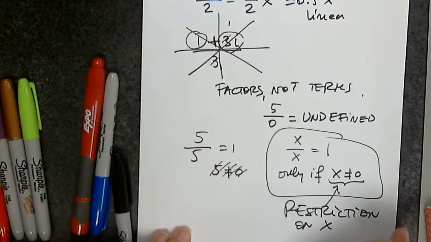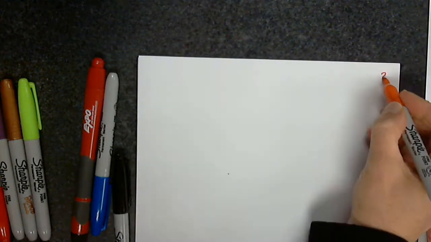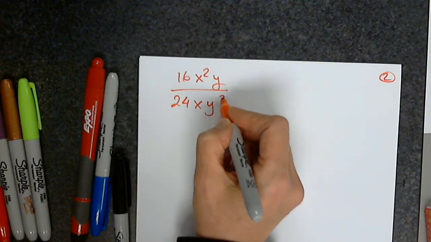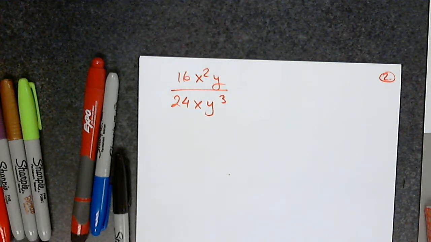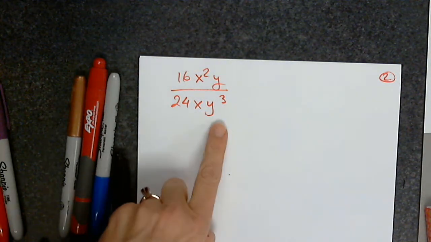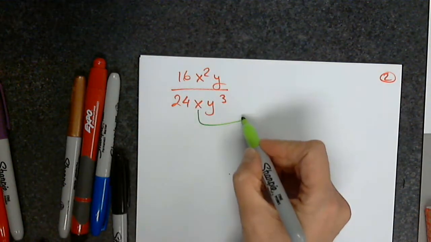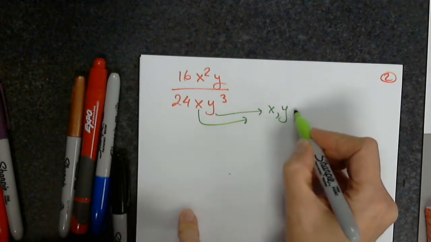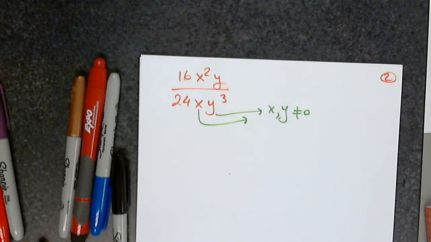So let's look at the first one. The first one I have is 16x squared y divided by 24xy to the third. I will not touch anything before I write a restriction for x and the restriction for y. This is a product, they're all factors. What would x be restricted to? Or what can x not be? And what can y not be? Of course, right? x cannot be 0, y cannot be 0. These are the only restrictions. I will not write that 24 shouldn't be 0 because I know 24 is not 0.